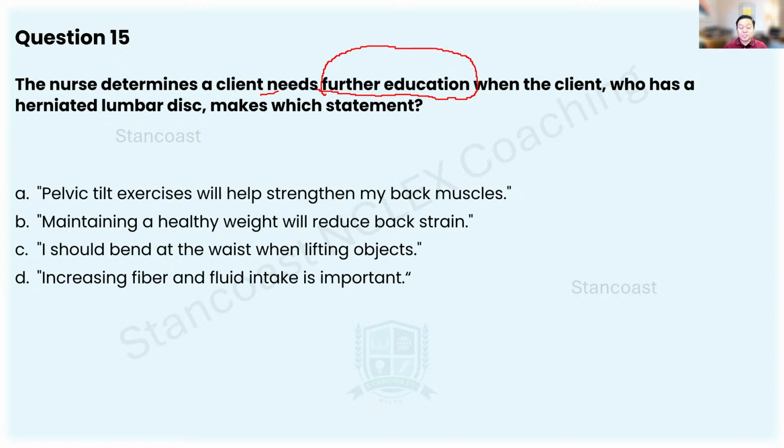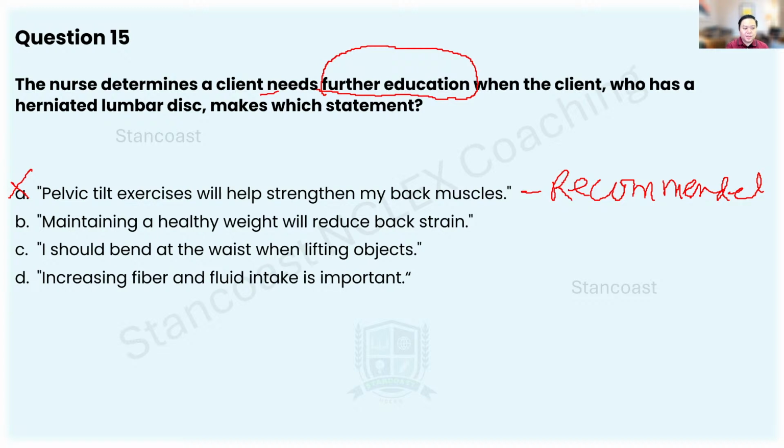Yes, that is beneficial to strengthening the core muscles. It will also support the spinal health and also the healing. It is a recommended exercise. Remember what I said earlier about the pelvic tilt exercises? This is a recommended activity. Okay, we are going to eliminate that one.